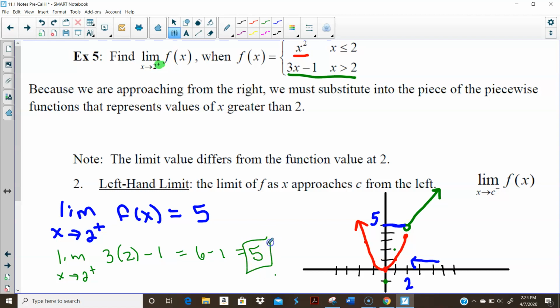So the important thing is that you use the correct piece to plug in if you're going to use direct substitution in order to solve this problem.